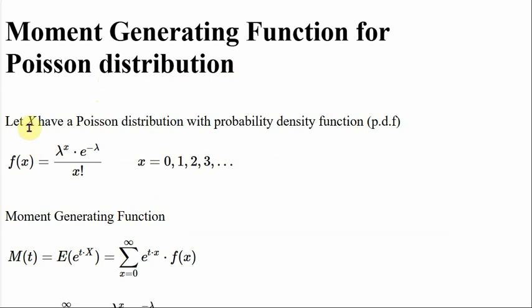And so we say that x has a Poisson distribution if it has the following probability density function, f of x equal to lambda to the x times e to the negative lambda dividing by x factorial, where x takes on the values 0, 1, 2, 3, 4, and so on. And then lambda is a positive quantity.